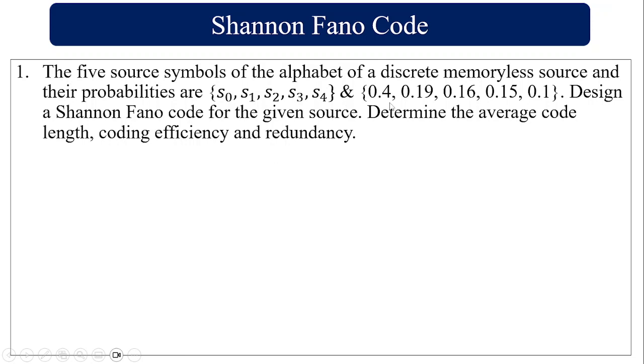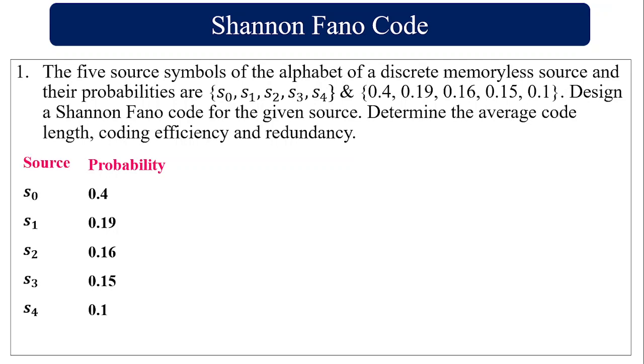So here they have given 5 symbols. The first step in Shannon Fano code is to write the probabilities in decreasing order, along with the corresponding source symbols. Already the probabilities are in decreasing order, so I have written them along with the source. Before starting the problem, I have to check whether the sum of the probabilities is 1. Here the sum of the probabilities is 1.